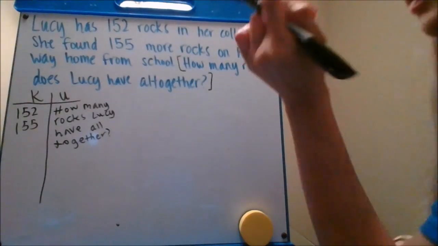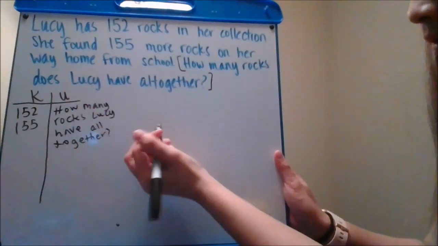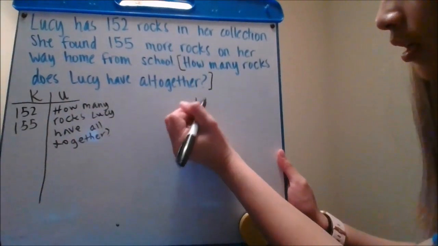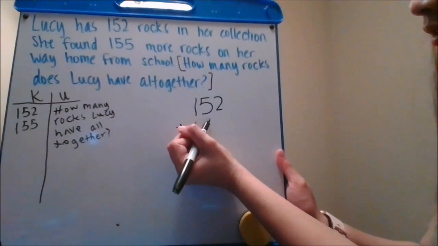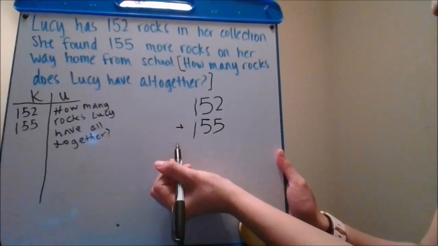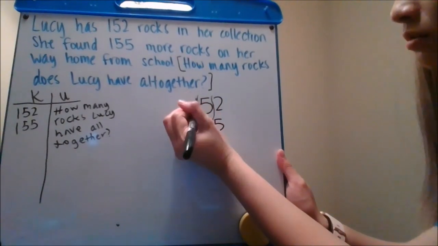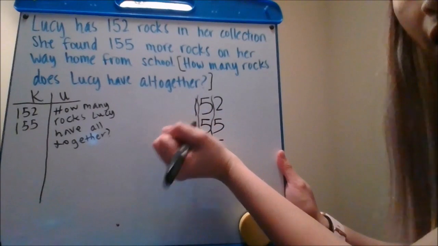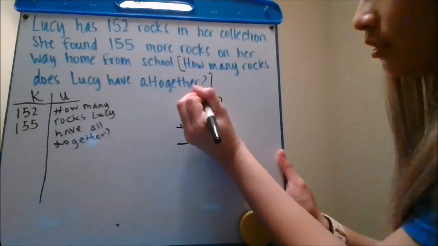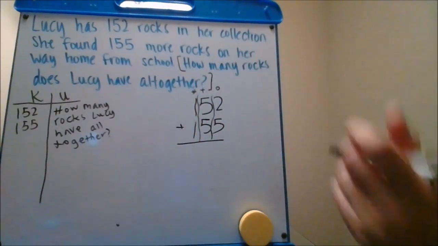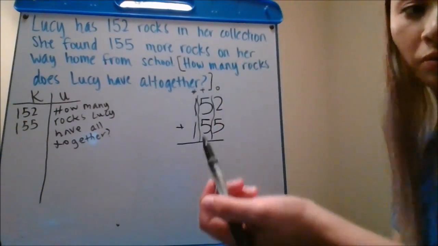All right, so like I said earlier, altogether means we're going to add them. So we're going to add our two knowns, which is 152 plus 155. Again, we're going to draw a line down the middle between the 1s, 10s, and 100s so we don't mix them up. I'm going to go ahead and put H for 100s, T for 10s, and O for 1s. So remember, we always start in the 1s place when we add two or three-digit numbers.